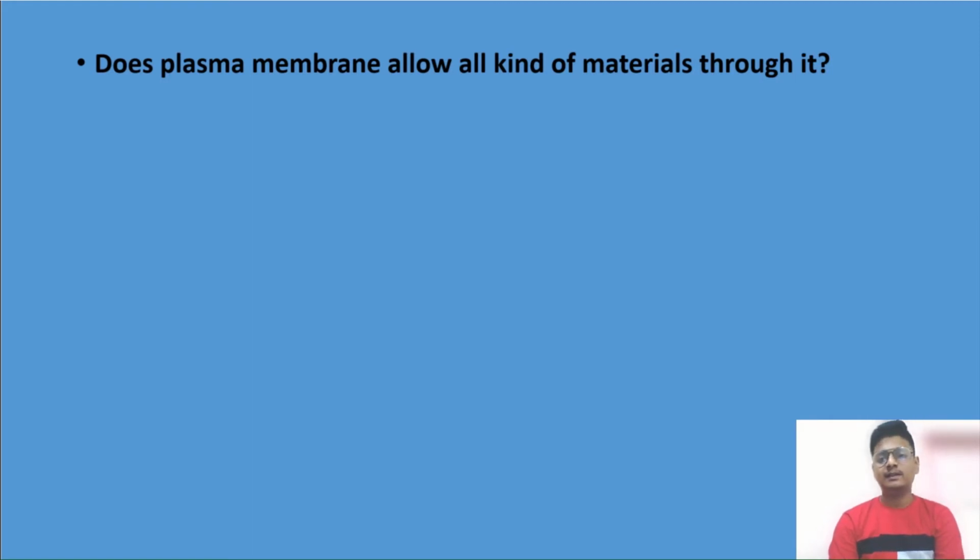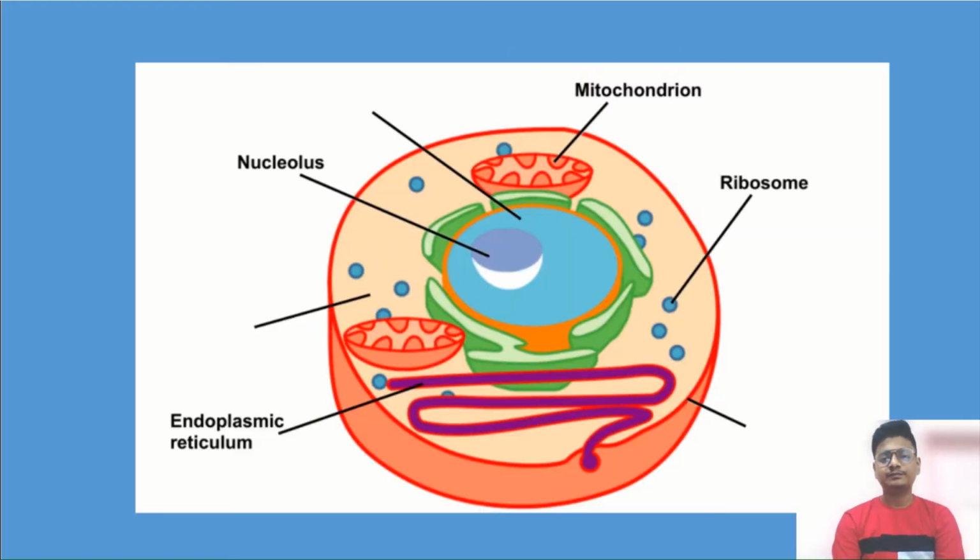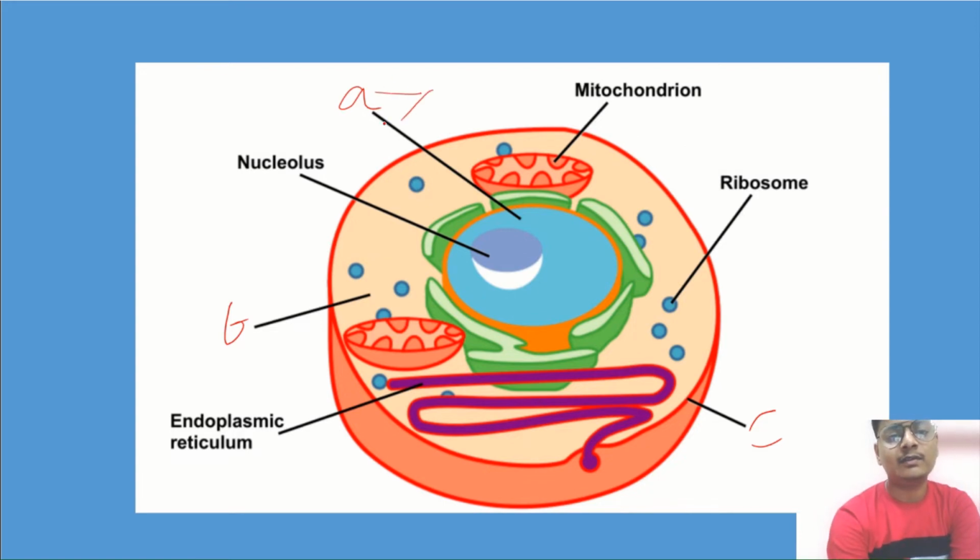Okay, students, now see, I'm giving you this to fill up. This is A, this is B, and this is C. You have to write in the comment box what will come in place of A, B and C. So from my side, A is nucleus, B is cytoplasm and C is cell membrane. Okay students, did everyone get this?